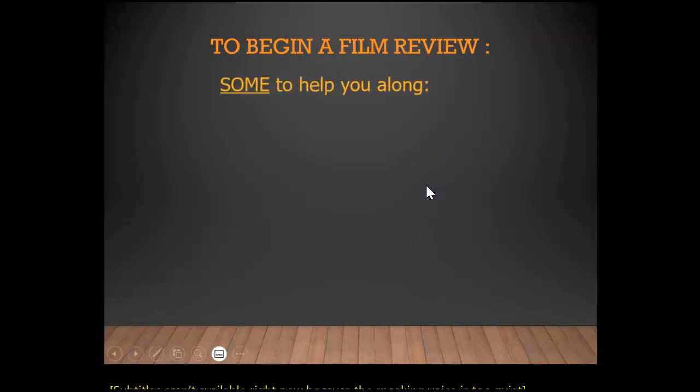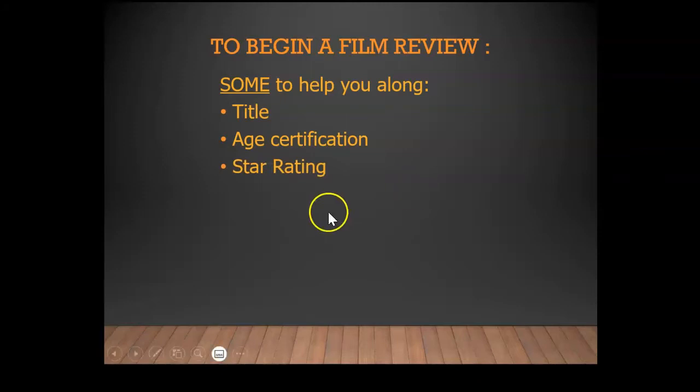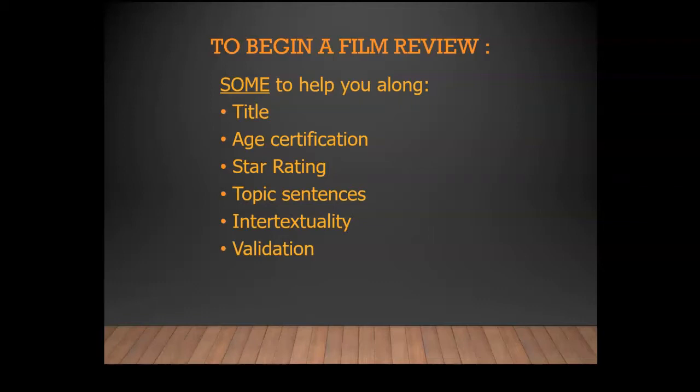To begin with, here are some things that help you along the way. You need the title of the movie. You need the age certification or rating. You need the star rating that you're going to give it, so 1 through 4, or 1 through 5. You can do either scale. You need a good topic sentence. You need intertextuality: any other things that this movie relates to, brings up, talks about. You need to validate your opinion with support. You need to use any filmic terms you might use, and you need to know the genre of the movie.